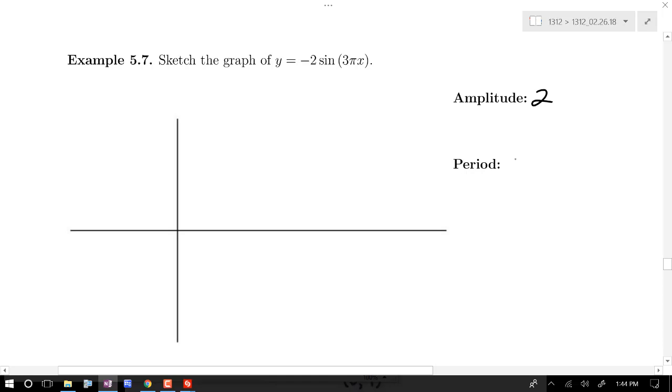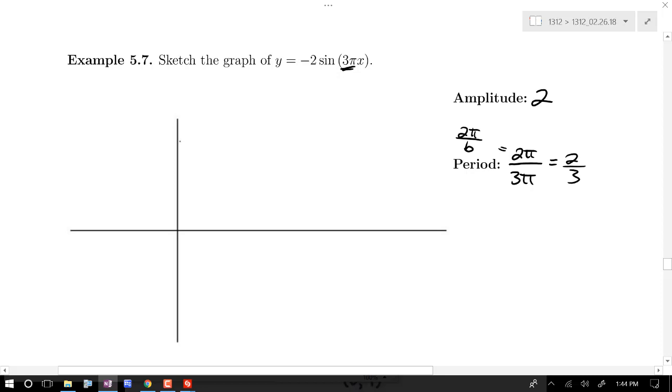Not quite. What we do is we take 2 pi and divide it by the coefficient of x. So it's 2/3 actually, not 3/2. So this period is always 2 pi over b, where b is the coefficient on x inside the function. So we get 2/3 for the period.